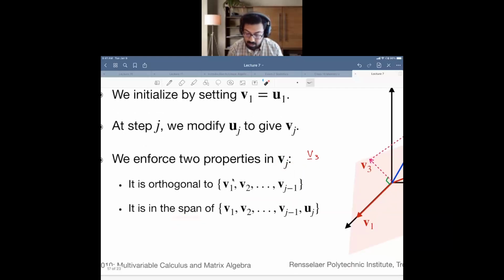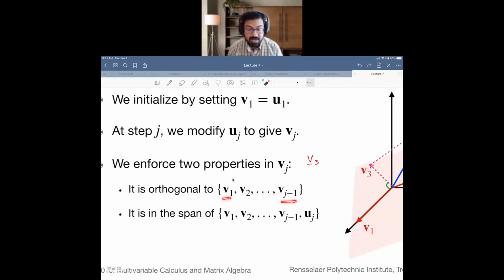And how about the span? Well, v1 through vj minus 1 will not span the entire subspace W. But when you add one more, uj, whatever is remaining, then you will span all of the subspace W. So these two conditions have to be met, and that's how I'm going to find any vector v sub j.